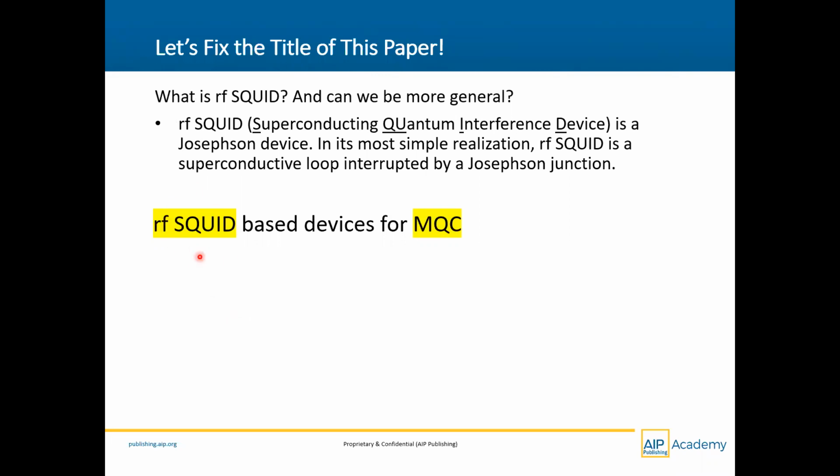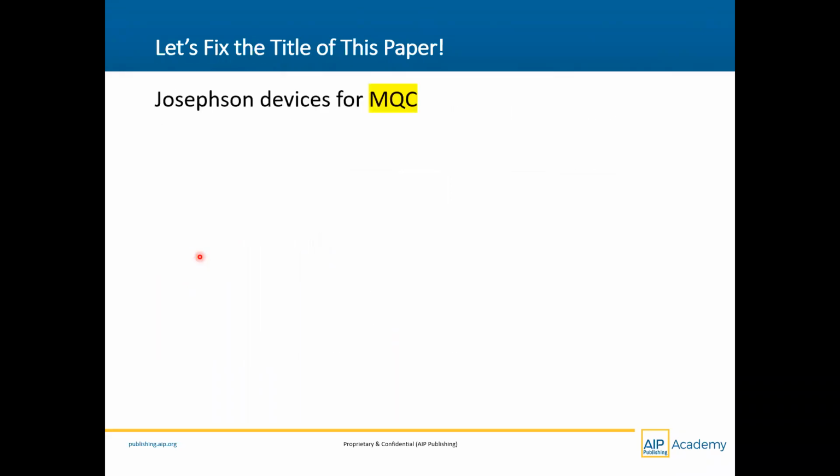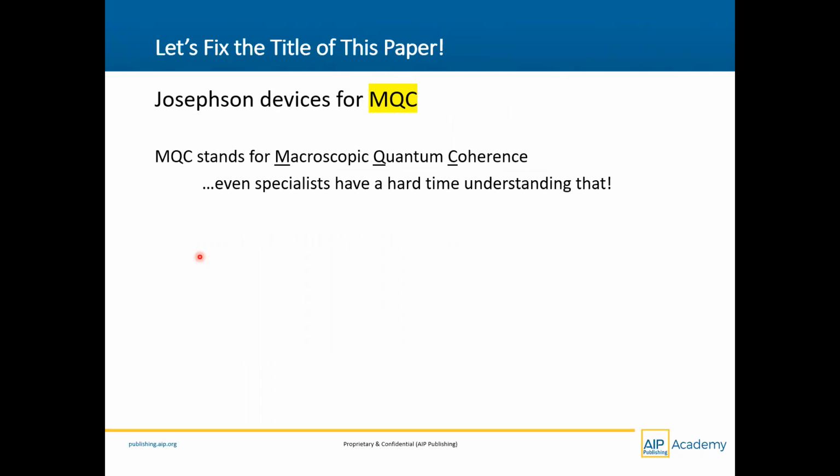So we know that an RF squid is a Josephson device. We can then modify this title to be called Josephson Devices for MQC. We're still left, however, with one more acronym, MQC. MQC stands for macroscopic quantum coherence. Even specialists can have a hard time understanding what this means. MQC is a type of scientific jargon and should be avoided as it only applies to a very specific set of specialists.